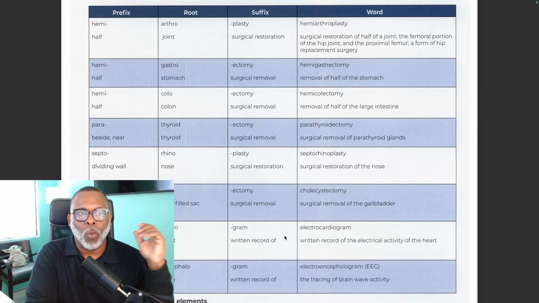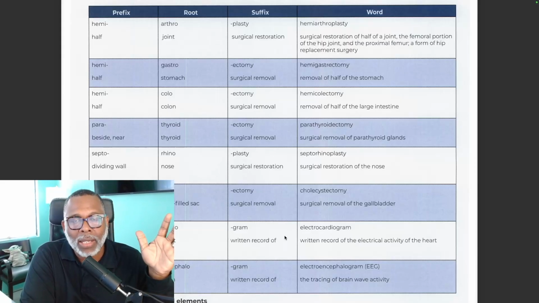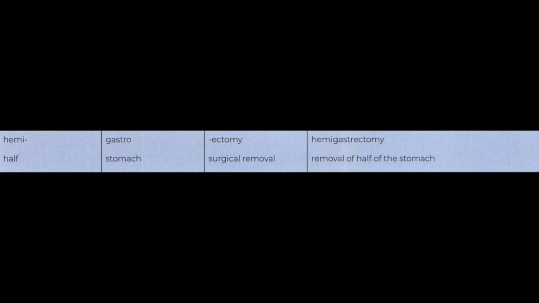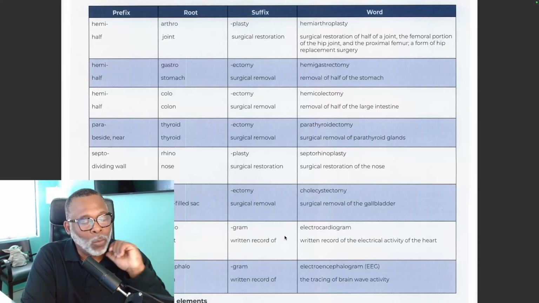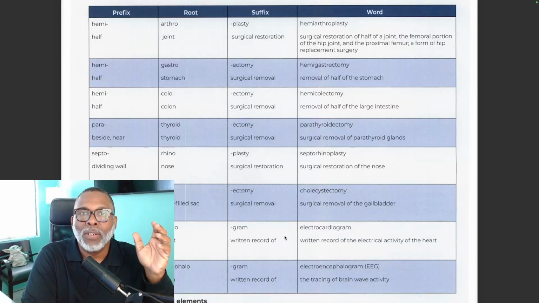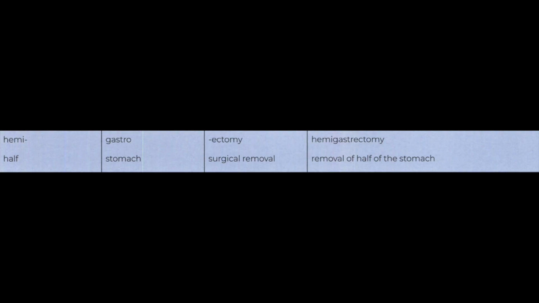We'll drop down one. The prefix is hemi. Again, hemi is always going to be half. The root word is gastro, referring to the stomach. The suffix in this case is ectomy. Ectomy means surgical removal. It will always mean surgical removal. You only have to learn it once. Ectomy means surgical removal. The word hemigastrectomy, removal of half of the stomach.